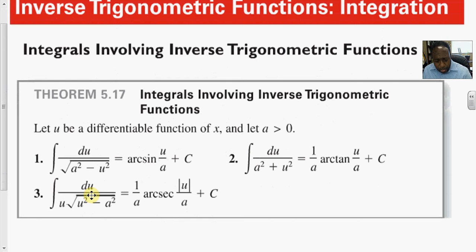In Calculus 2, we will spend time talking about integration using trig substitution, and in that, basically, we prove why these are the case, and so you don't have to memorize these formulas. Once we get there, we will actually work through to produce the formulas using our calculus. So this third one, the integral of du over u times the square root of u squared minus a squared is 1 over a secant inverse absolute value of u over a plus c.